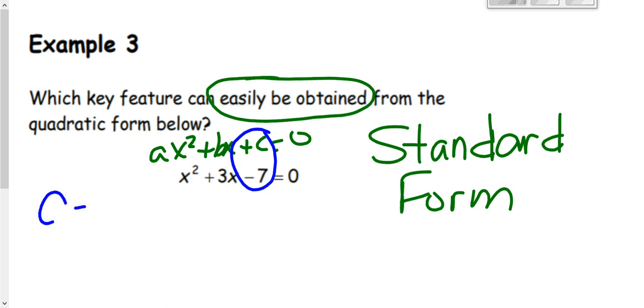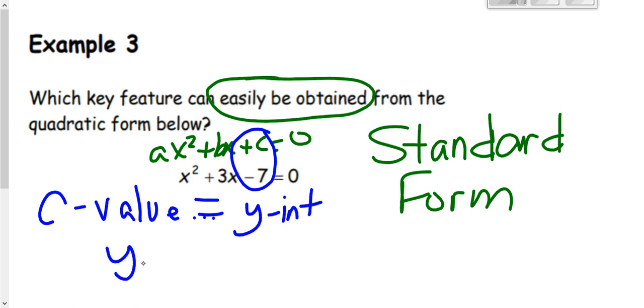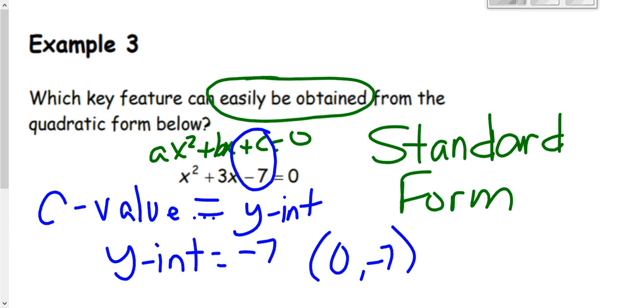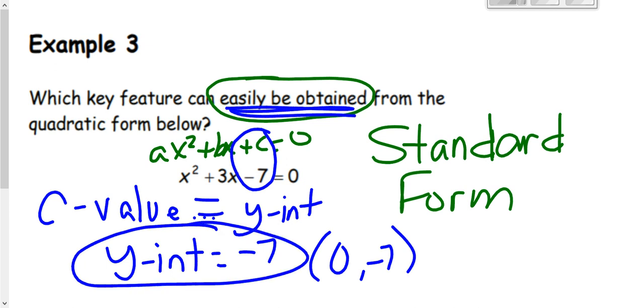Okay, if you go back and look, it's going to tell you that your c value is your y-intercept. So in this case, our y-intercept is going to equal -7. So at the point (0, -7), we know that our quadratic is going to cross. That is the key feature that can easily be obtained. Yes, I know I could go find my vertex using x equals -b/2a, or I could, b is odd here, but you could technically complete the square, get the vertex and the roots. I can find the roots using the quadratic formula. I know I could find any of the key features I need to, but easily be obtained means just look at it and know. So just by looking at this, I know that the y-intercept is going to be -7 because this is standard form.